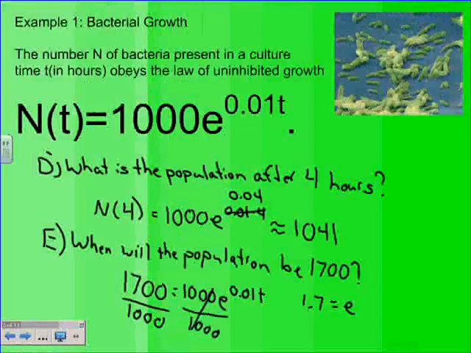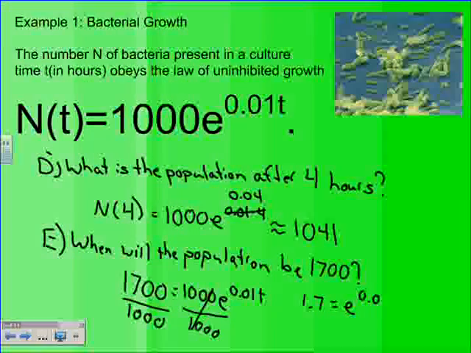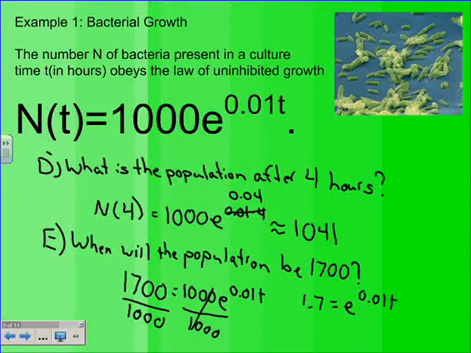To the 0.01t. Then what? Natural log of both sides. So I've got the natural log of 1.7 equals 0.01t times the natural log of e. What can I go ahead and do at that point?